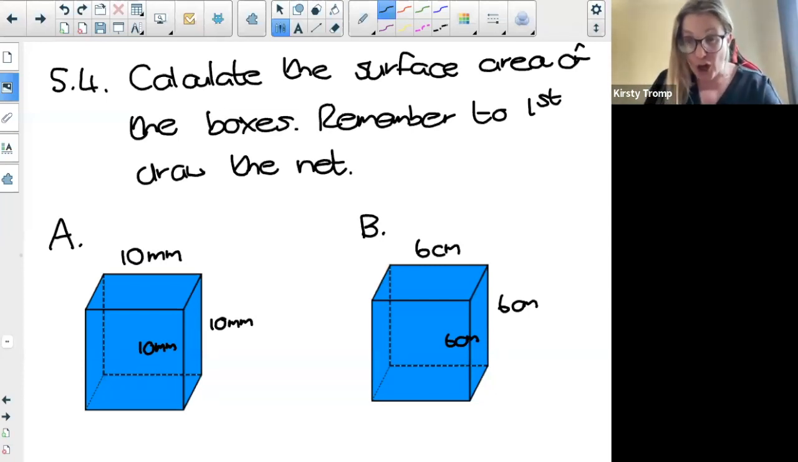Remember what we did in the last one? Okay, we saw that there was a net. We saw that there were 6 sides. Okay, go and have a look at that for me. All right, so you're going to start with A. I'm going to give you 3 minutes for A, and then we're going to move on to B.